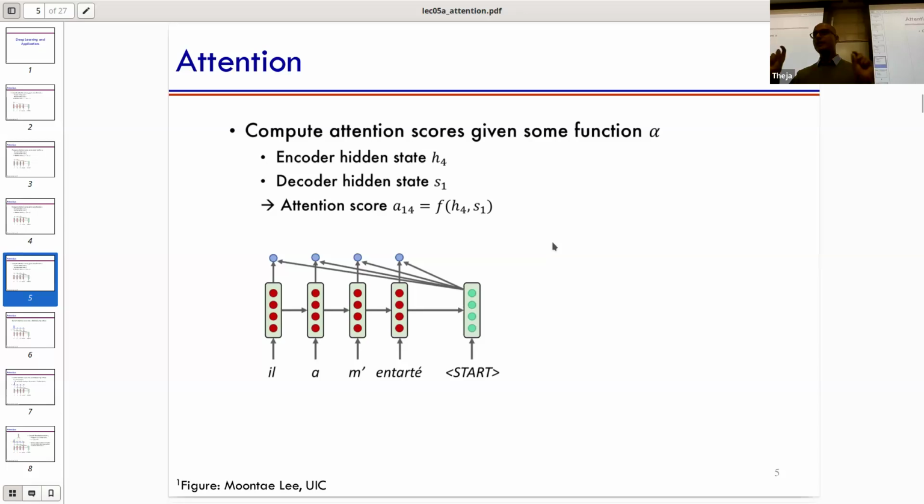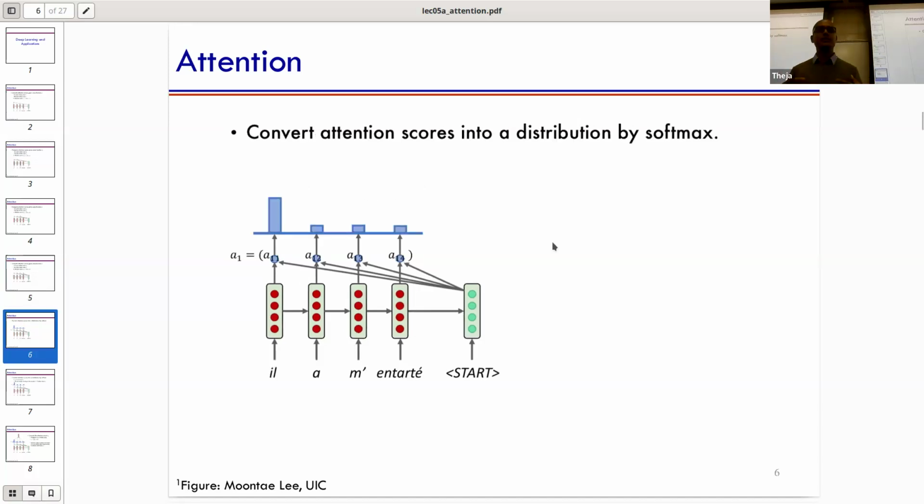Now, what do we have? We have 4 attention scores, 4 numbers, because the input had 4 hidden vectors. Next, we're going to normalize them. How do we normalize? You know how to normalize scores: given a bunch of scores, you do a softmax transformation. That's exactly what we'll do. We'll normalize it, and that leads to this type of distribution, a probability mass function.